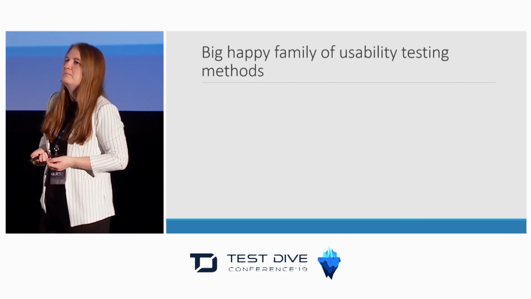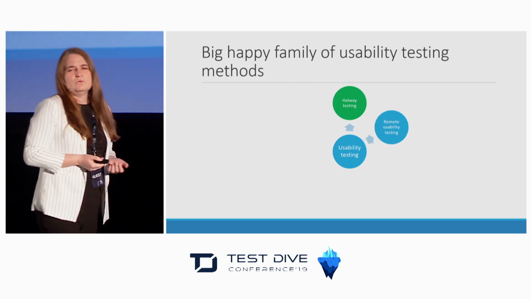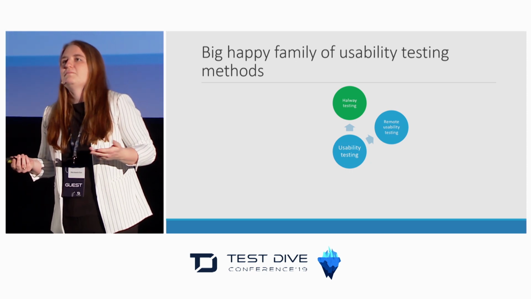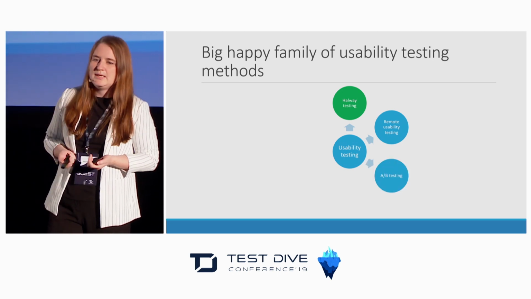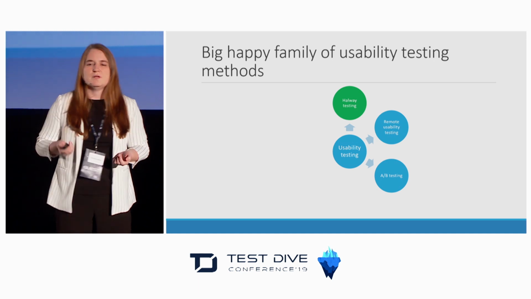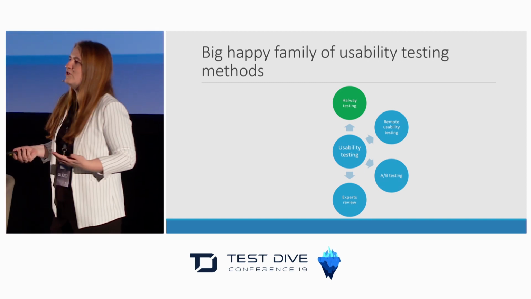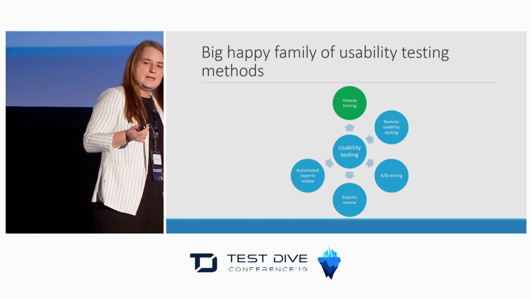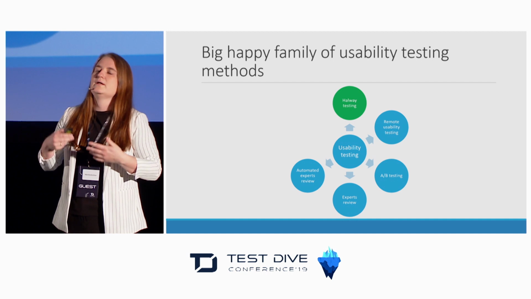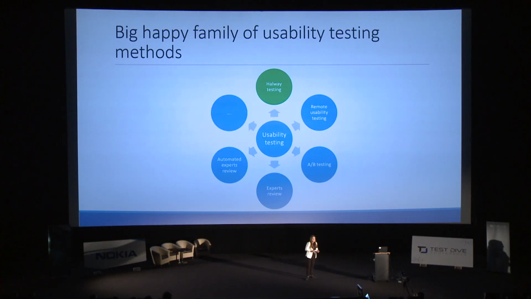Hallway testing is also a member of a big happy family of usability testing methods. That includes remote usability testing, when you ask the tester to perform testing tasks in an environment of his or her home via specific tools. A/B testing, when you maintain two different versions of your app or your web page at the same time to check which one works better. Expert review, when you ask very experienced testers, I'm sure there are some here, to check if the usability of your product is okay according to the standards. Automated expert review, when you use specific tools to check usability and user interface of your product against specific requirements, and many more.